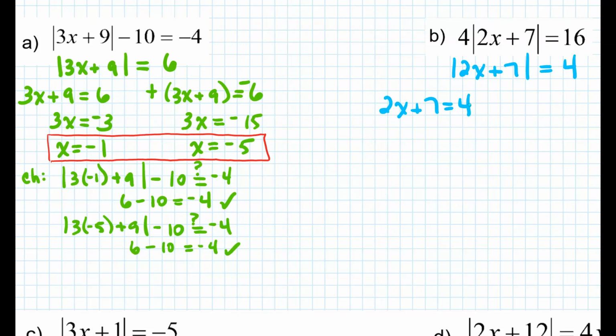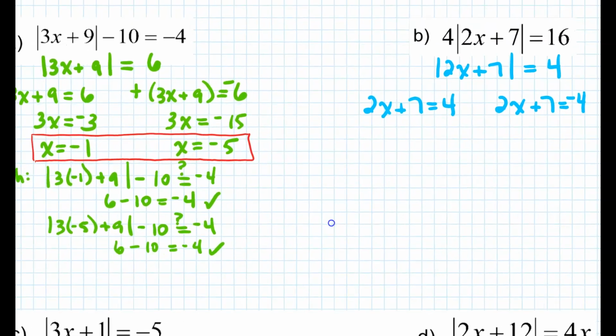Negative 2x plus 7 equals 4. Okay, so if we did the negative on the outside, yes, and then just moved it over. So I'm just going to skip that one step and turn that into equals a negative 4. Oh, equals a negative 4? Yeah, it's the same thing as what we did here, but remember I just moved the negative over so I don't have to distribute it through. Okay.